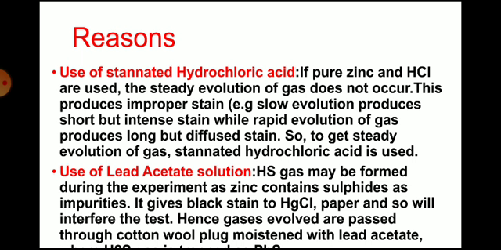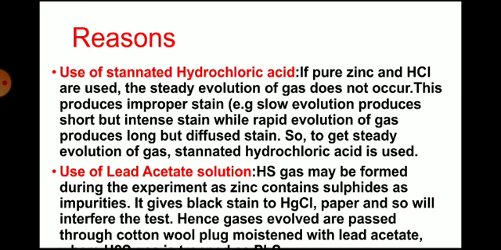The use of lead acetate solution. Hydrogen sulfide gas may form during the experiment. Zinc contains sulfide as an impurity. It gives a black stain on mercuric chloride paper. So the gas evolved is passed through a cotton wool plug moistened with lead acetate.